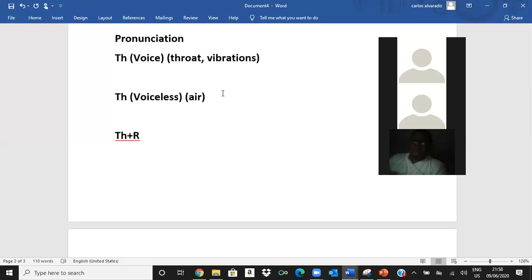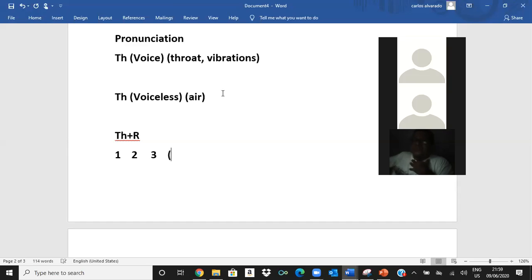For example, one, two, what is this number? Three. Entonces three. Ahí uso el sonido del TH voiceless, TH solo aire, and the R. Three. One, two, three. Cuenten hasta el tres. One, two, three.